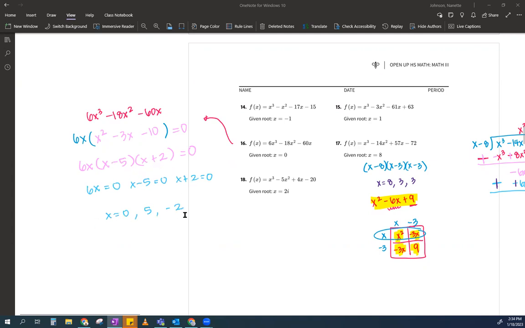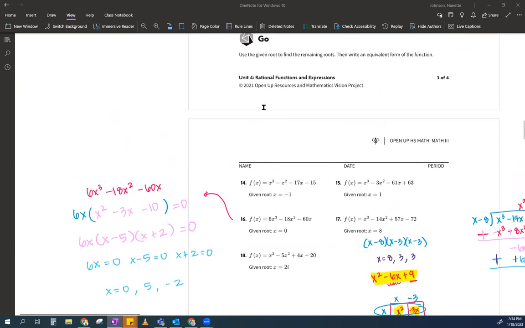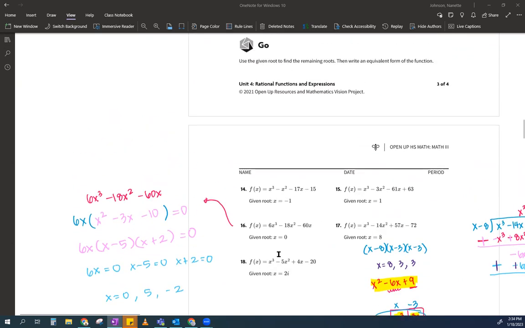There's my zeros. So the first thing it says is find the rest of the roots. I did that. Now I should be looking for 3 roots because the fundamental theorem of algebra says that if I have a cubic, meaning that's the highest exponent that I have, so the degree is 3, then I should be looking for 3 answers. Look, I found 3 answers, right? Yay, me, right?